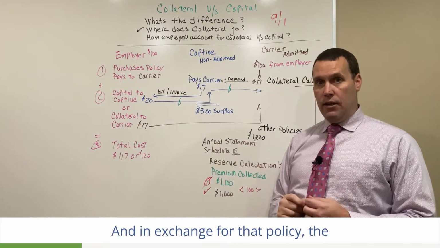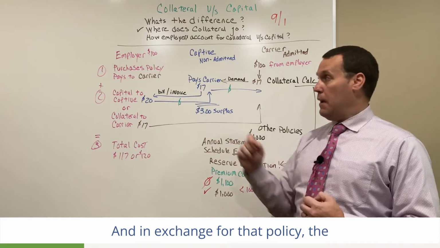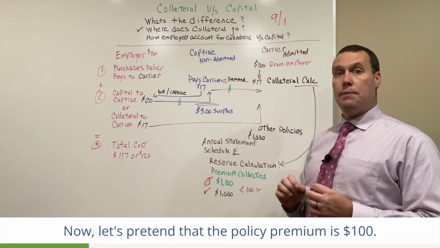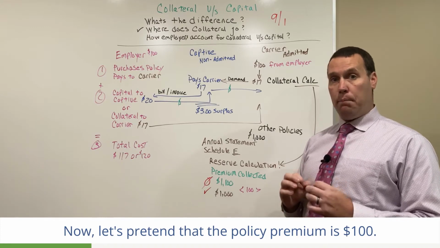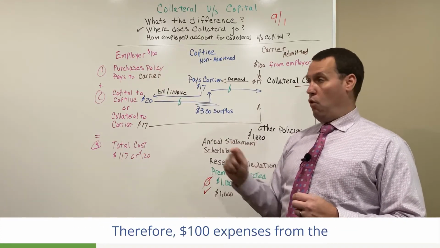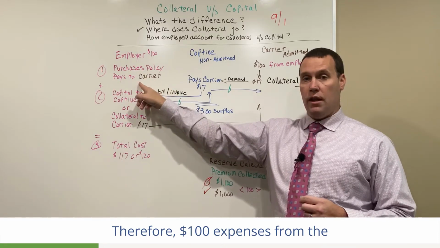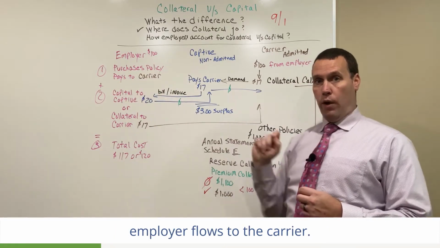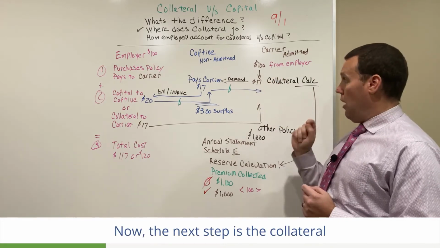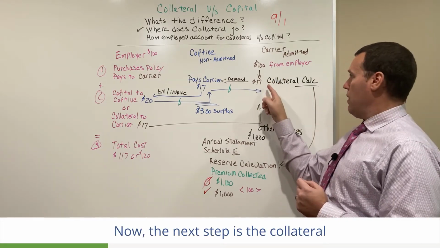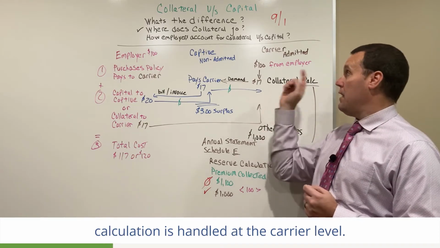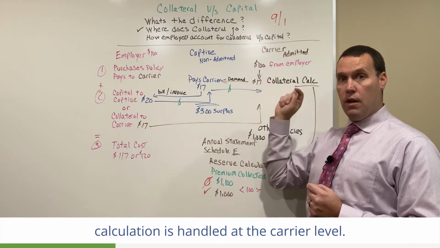And in exchange for that policy, the employer is going to pay the carrier. Now let's pretend that the policy premium is $100. Therefore, $100 expenses from the employer flows to the carrier. Now, the next step is the collateral calculation is handled at the carrier level.